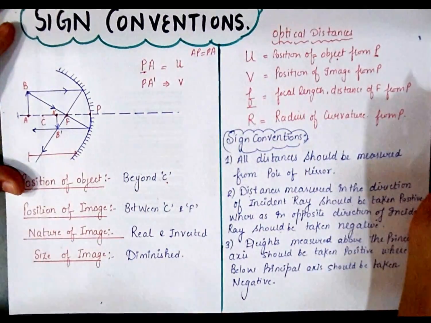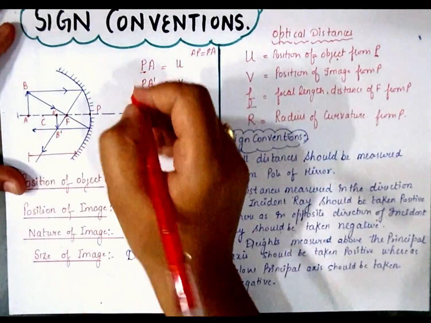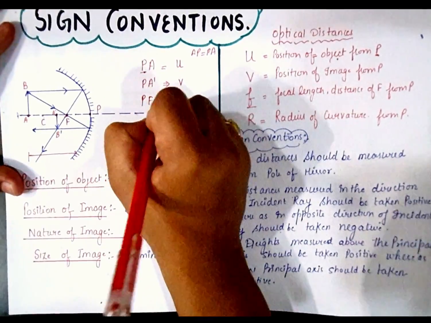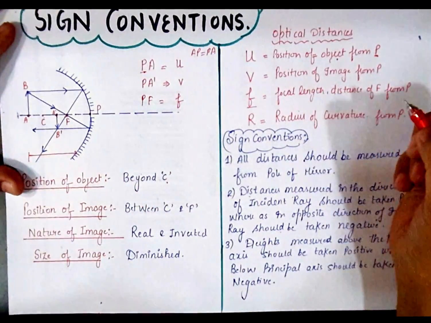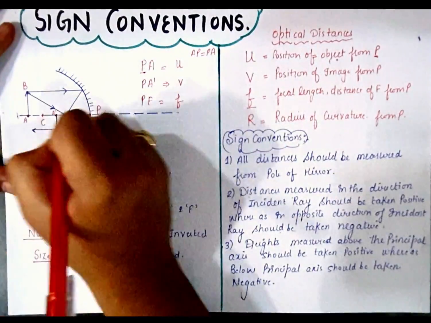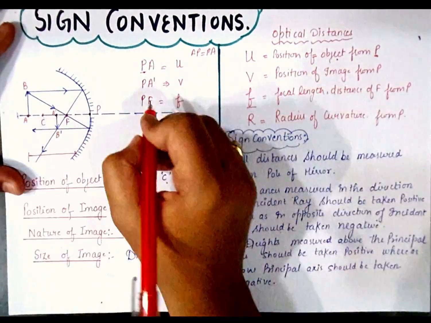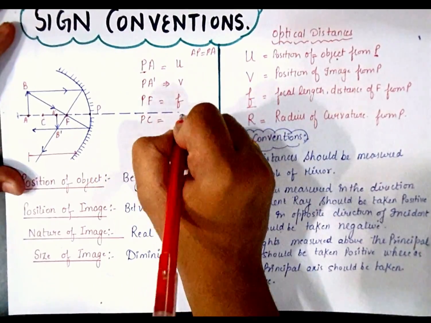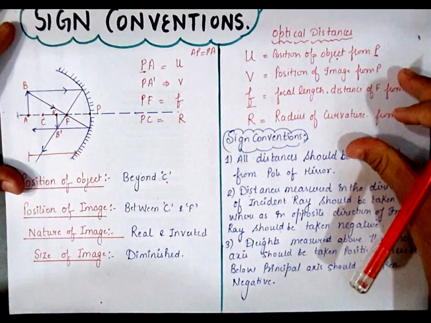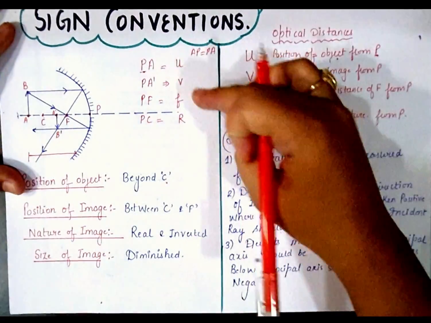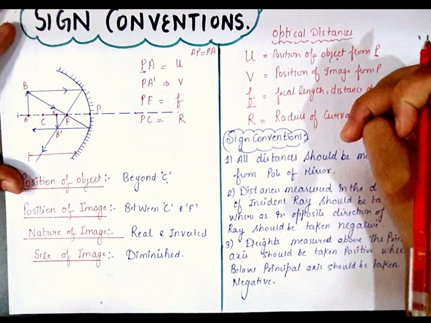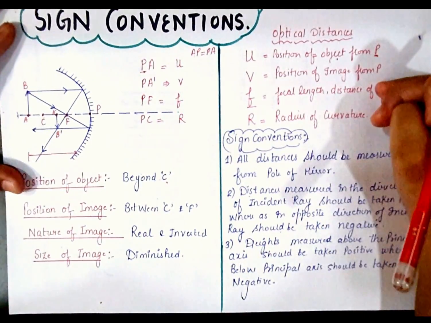So here PA dash is V. Now PF. PF is small f and C, distance of center of curvature from the pole. So this is PC. Let me write capital R. So these are the optical distances. Now let's apply the second sign convention.